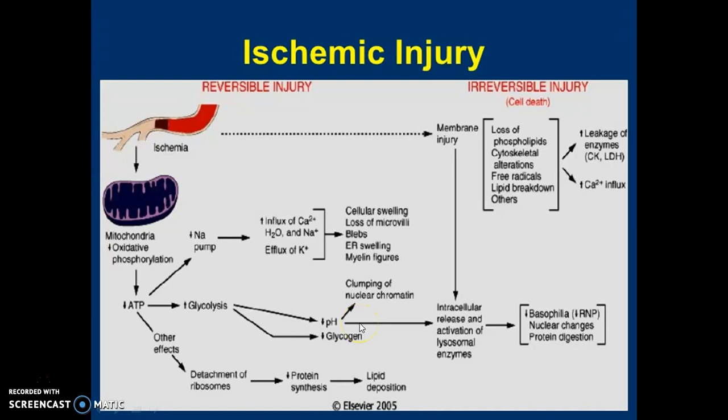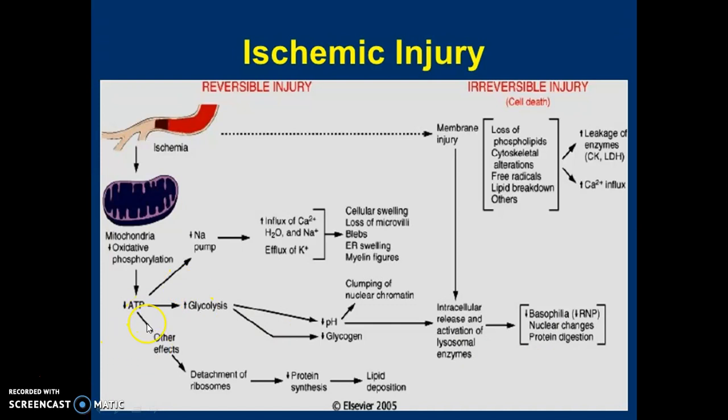And as you remember from the previous lecture on cell injury, there is clumping of nuclear chromatin. This is because of this decrease in pH. Because of the increased anaerobic glycolysis, there is decrease in glycogen, and because of this decrease in pH, there is intracellular release and activation of lysosomal enzymes. Then the cell enters into irreversible cell injury.